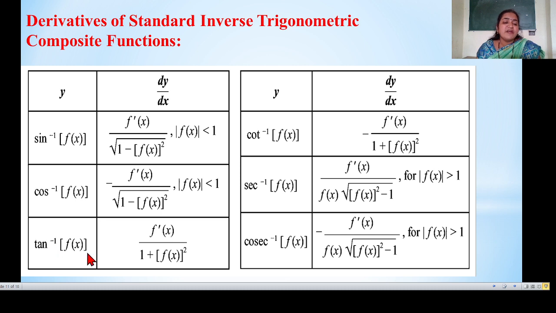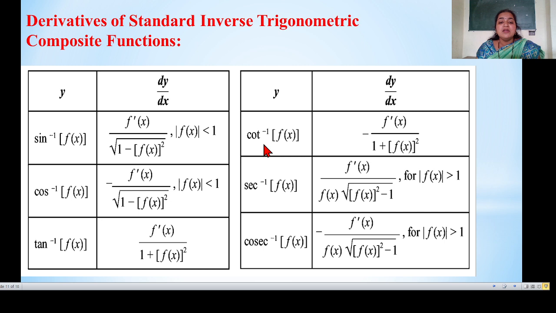Now tan inverse of f of x, same concept we use. First we find the derivative of tan inverse, which is 1 upon 1 plus x square, but x is replaced here by f of x. So 1 upon 1 plus f of x square, and again find the derivative of f of x, which is f dash of x, multiply here.